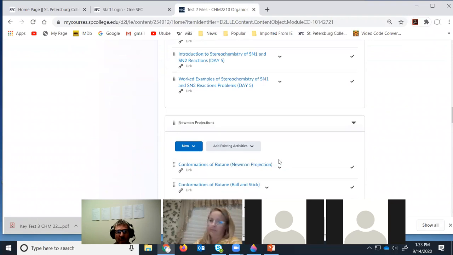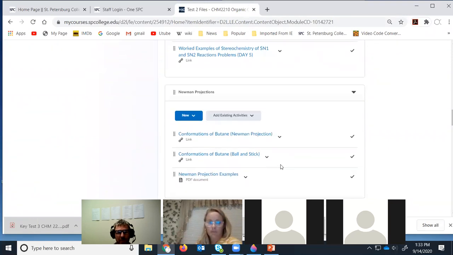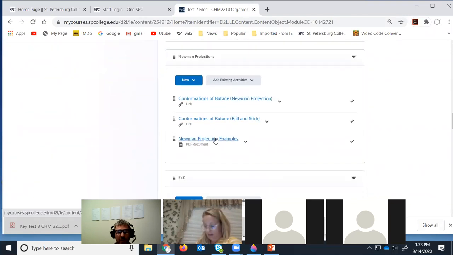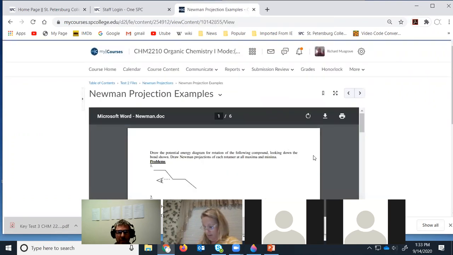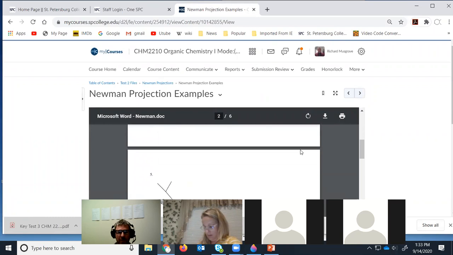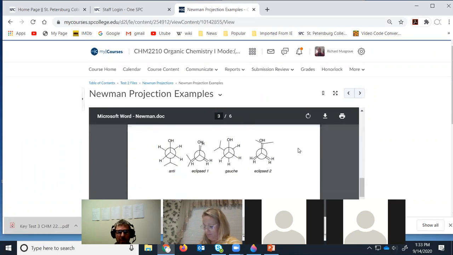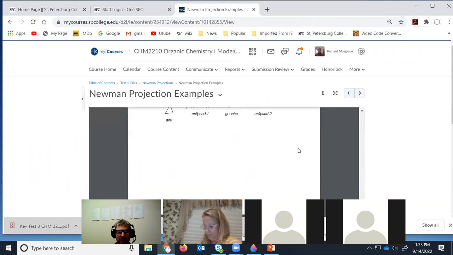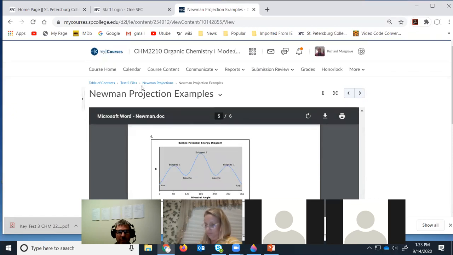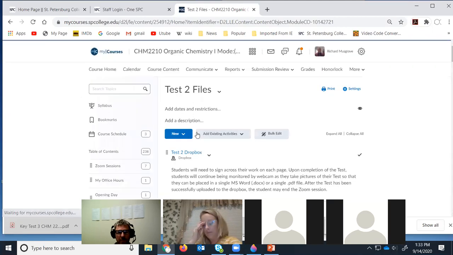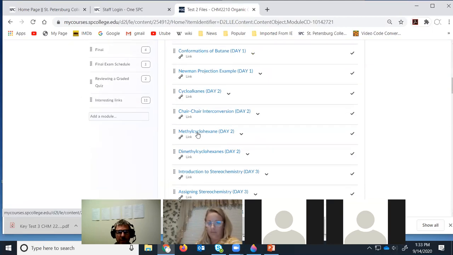Now, this one I do have a worksheet for, and it's in the Newman projection examples folder. And here it is. There are examples of all these, along with answers. All right. So we got that. Newman projections.